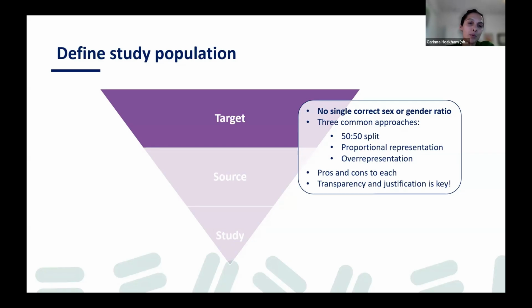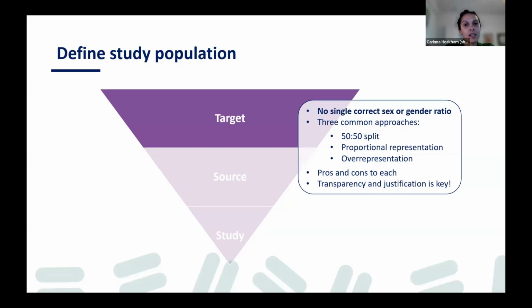Another option is proportional representation, and this is where you aim to mirror the sex or gender distribution of the target population. And this is often valuable in clinical trials where you want your findings to reflect the population that will ultimately receive the intervention. The downside to this is that if there is a big sex or gender imbalance in the underlying population, you will likely end up with very small subgroups, and that of course limits the power of any subgroup analyses.